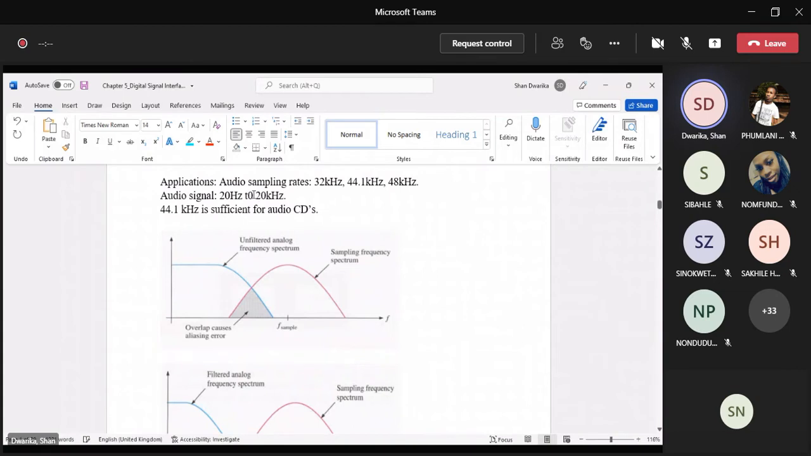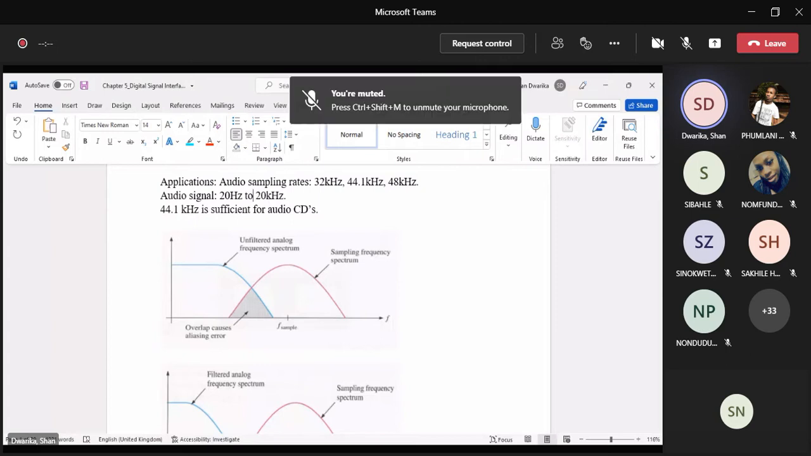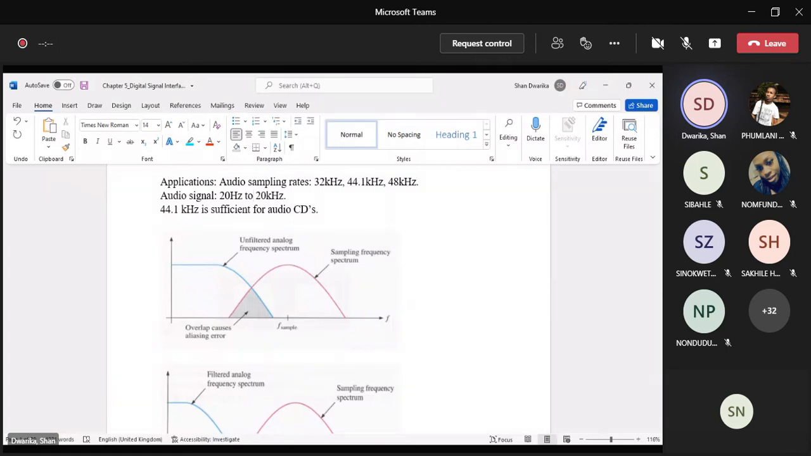20 kilohertz. And the sampling rates that can be used for audio sampling are 32 kilohertz, 44.1 kilohertz, and 48 kilohertz. And we say we can use 44.1 kilohertz for audio CDs because it is twice the highest frequency of the audio signal range. So the audio signal range, the highest frequency is 20 kilohertz in this case, and 2 times 20 is 40, so 44.1 kilohertz.